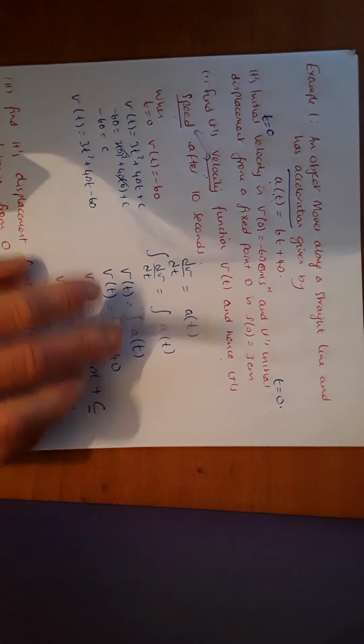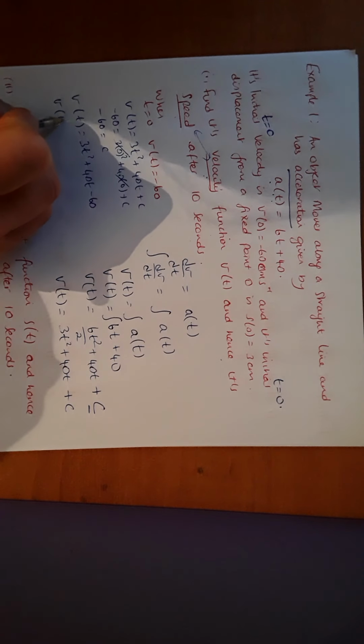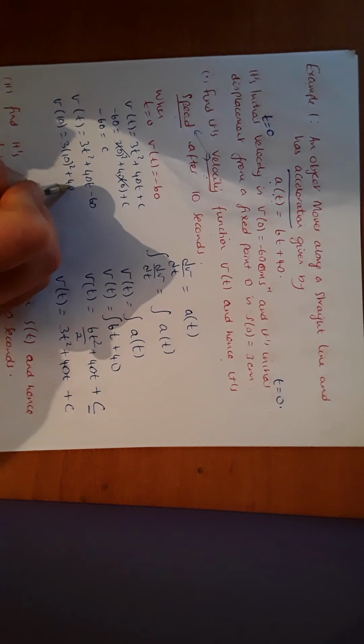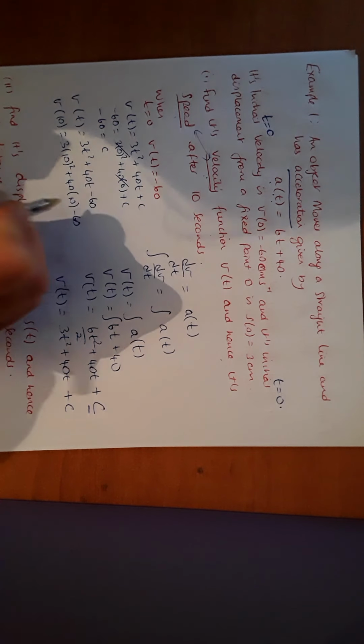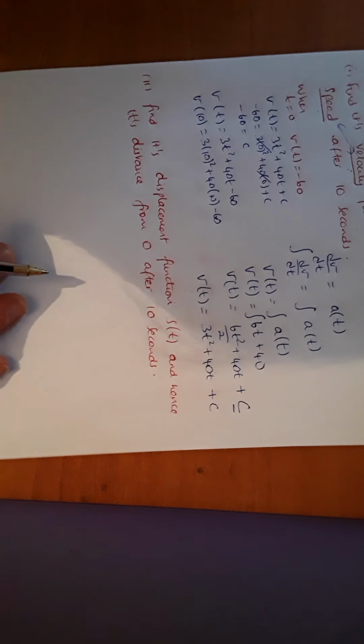Then it says find its speed after 10 seconds. So how would I find the speed after 10 seconds? 3 by 10 squared, plus 40 by 10, minus 60. Sub it in and get out your answer. Okay, I'll move on to the next one.